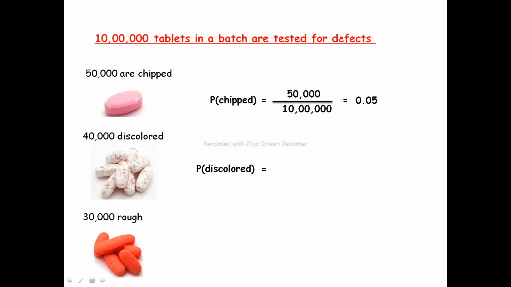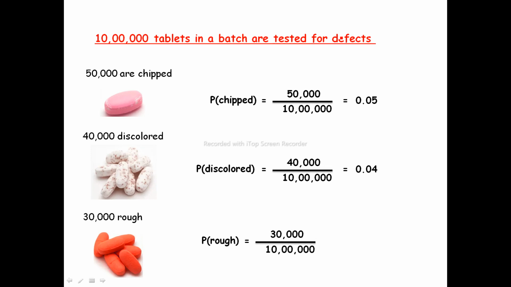Similarly, the probability of discolored is 0.04, or 4%. Similarly, the probability of rough: the favorable number is 30,000 divided by the exhaustive number, 10 lakh. So 0.03, or 3%. So among the 10 lakh tablets, 0.05 is the probability to be chipped, 0.04 the probability to be discolored, and 0.03 the probability to have a roughened outer surface.